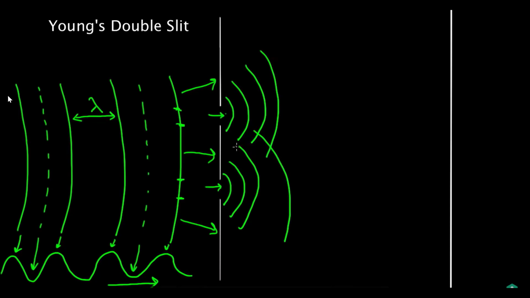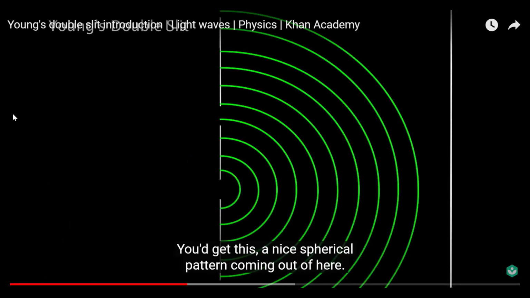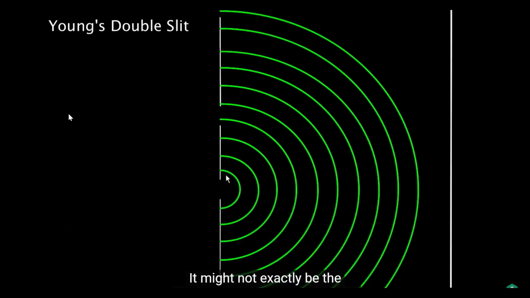How do we figure out what's going to be? Well, I can't draw this precise enough to show you that. So let me get rid of all of this mess real quick. Get rid of that. Out of the bottom hole, what would you get? You'd get this. A nice spherical pattern coming out of here.